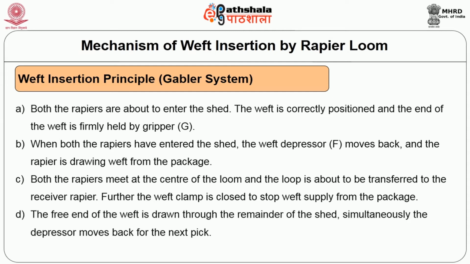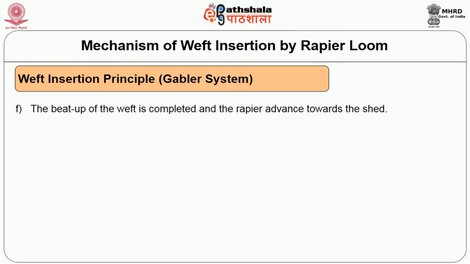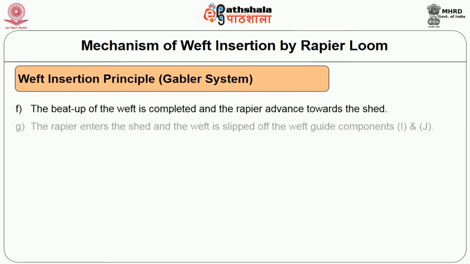In position D, we can see the free end of the weft is drawn through the remainder of the shed. Simultaneously, the depressor moves back for the next pick. At E, the pick is fully inserted. And at F position, we can see the beat up of the weft is completed and the rapier advances towards the shed. In position G, the rapier enters the shed and the weft is slipped off the weft guide components I and J.